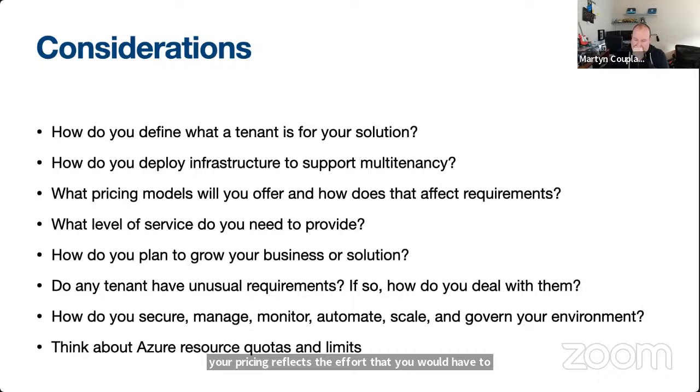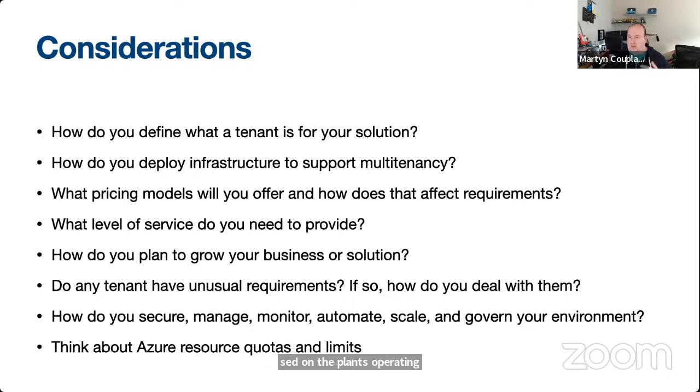Next one is, how do you plan to grow the business or the solution? This isn't just a basic plan around producing a business plan. It's not particularly around marketing, although that obviously is part of it. This is from a technical perspective: how does your solution scale? How do you add the resources you need to make it scale based on the plans that you're producing?